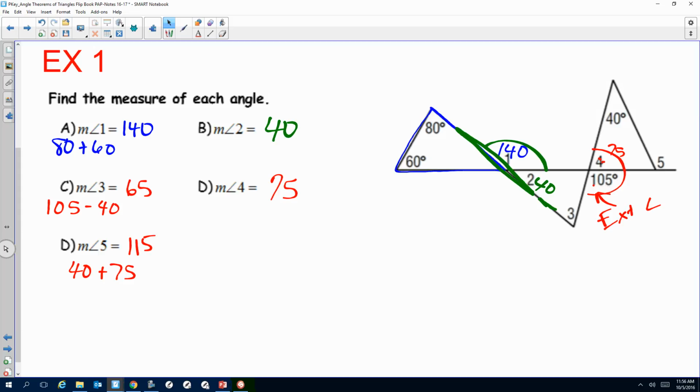I used the exterior angle. The exterior angle equals the sum of the remote interior angles. So basically, 105 equals 40 plus angle 3. In the triangle, I use this triangle. If I'm looking at this triangle here, 105 is the exterior angle. What are 2 and 3? So 2 is the 40, so I just subtracted the 40 to get to angle 3.